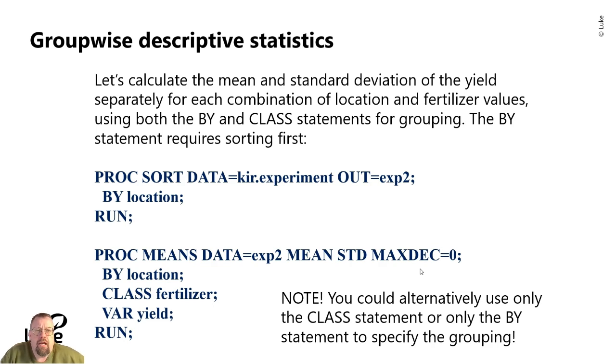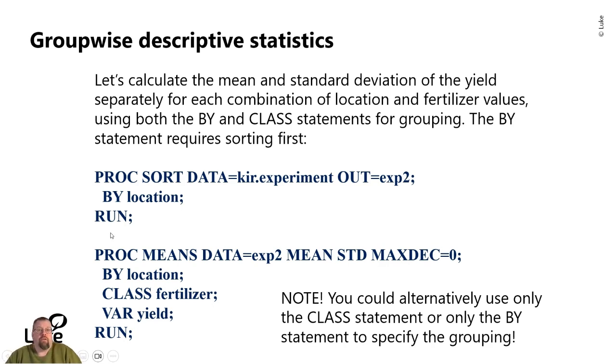That can be done using proc means, and the subgrouping can be defined by using either the by or class statement, or by using both of them at the same time, which is done here. One thing to notice, however, is that if we are using the by statement, as we do for location here, then the dataset must be sorted by the same variable. So when we have by location here, we must have a proc sort with by location preceding that.